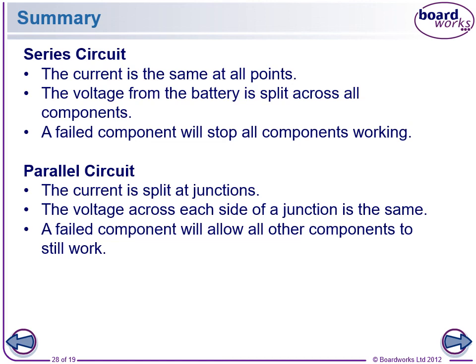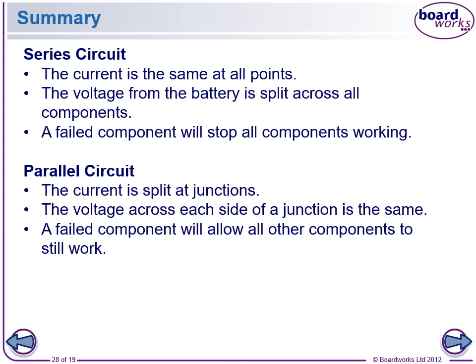Okay, here is a summary. It's really useful to remember these summary points when you are doing these calculations, and especially for the prac that's coming up. In a series circuit, the current is the same at all points of the circuit. The voltage from the battery is split across all components. So if you have 6 volts in your battery, all of your components must use a total of 6 volts. And a single failed component will stop every component working.